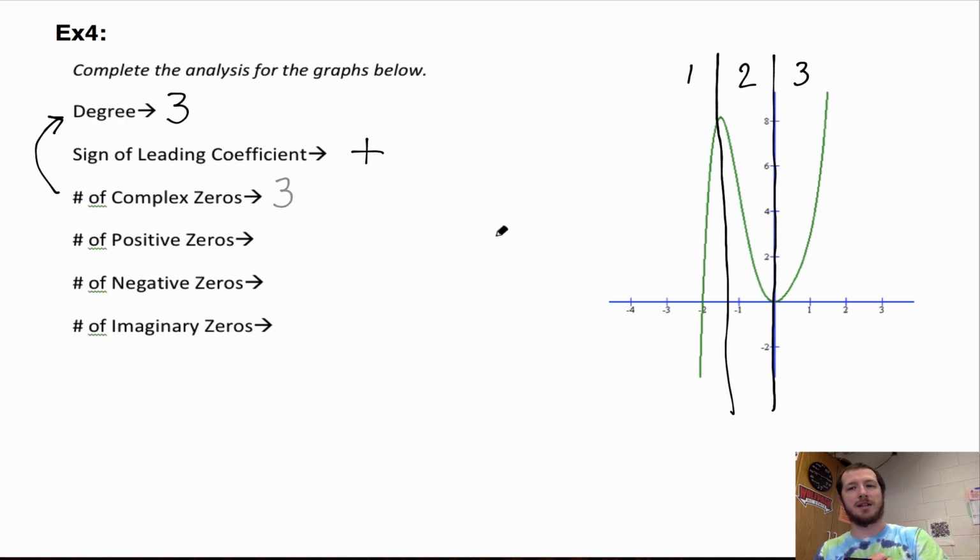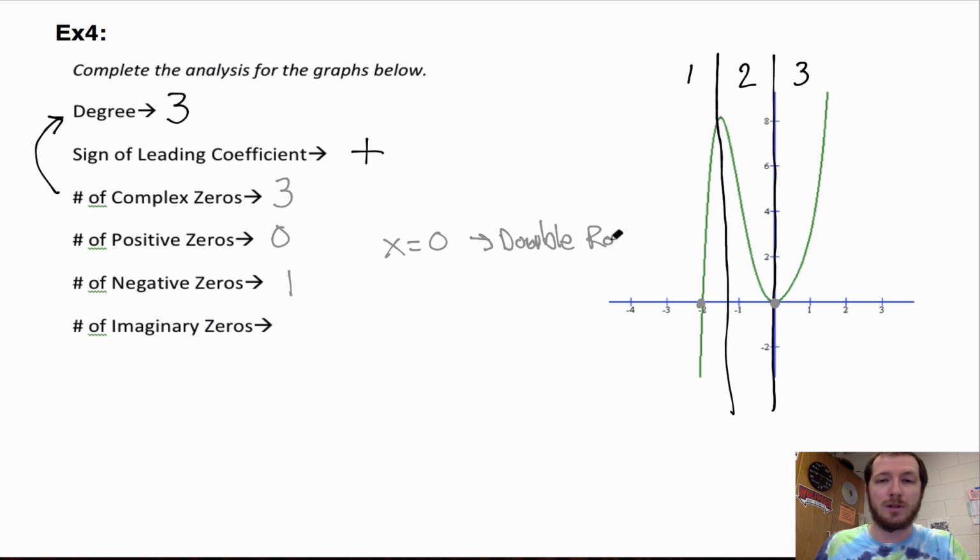Always the same. The number of positive zeros, looking at our graph, we don't have any positive zeros. No x-intercepts in the positive domain. Negative zeros, we've got 1 right here, looks like at -2. But then notice we've got this guy here at 0. So we have a root at x equals 0. And because it just touches, we're going to assume that's a double root, with a multiplicity of 2. So that one counts for 2 of these complex zeros, because it's a double root.